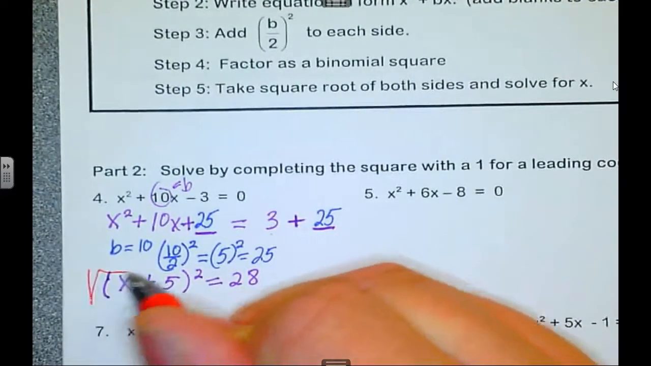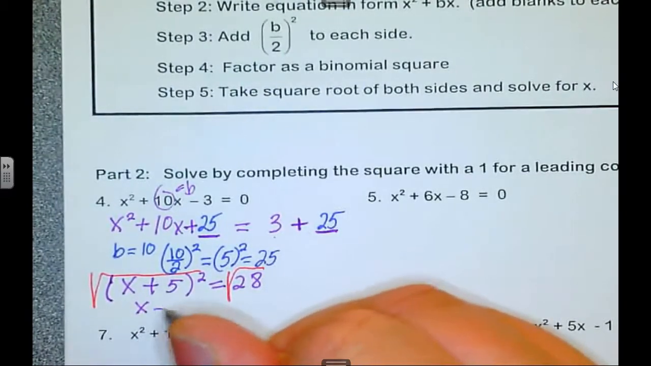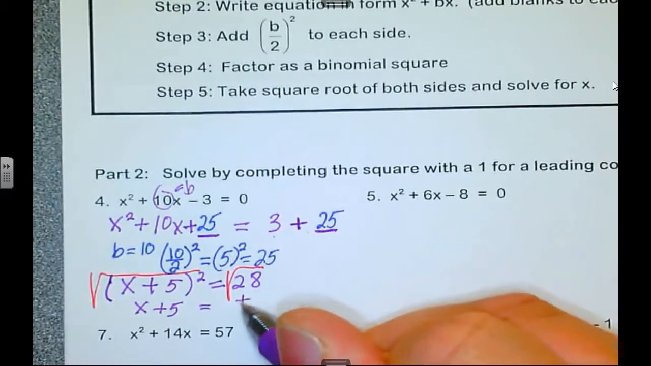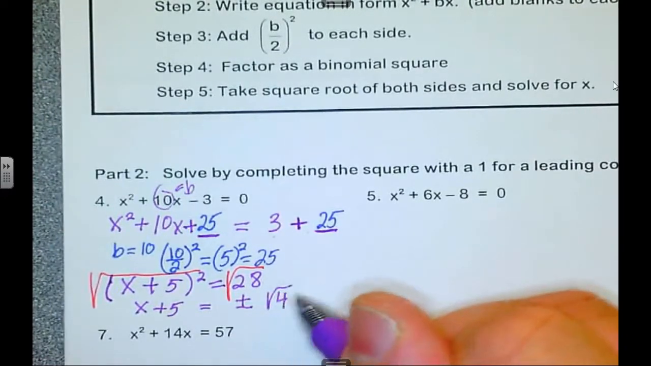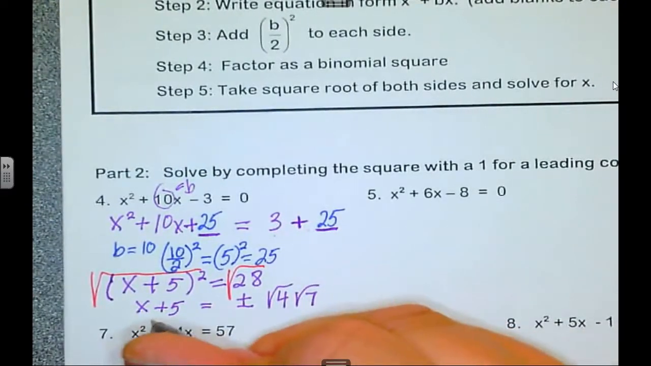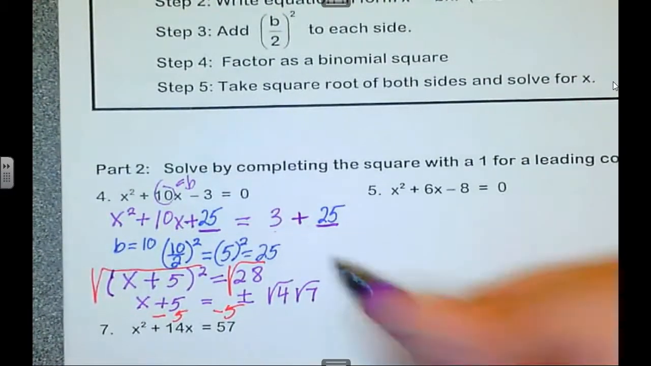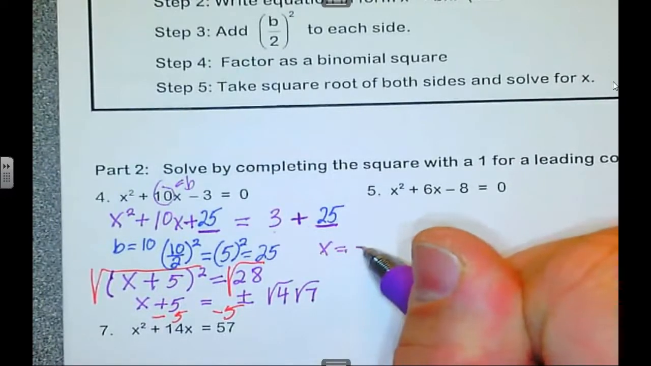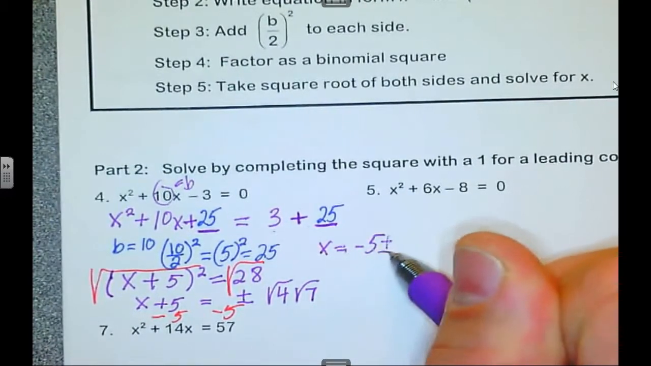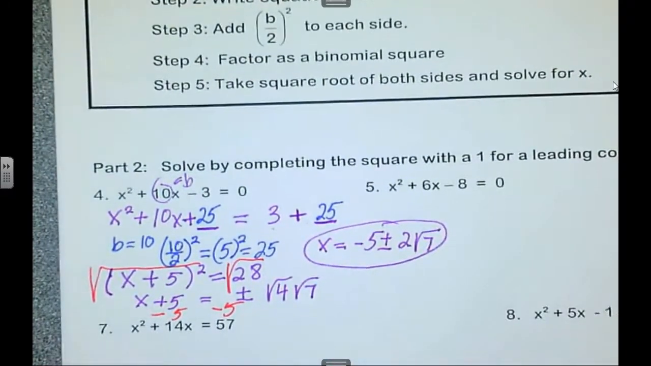Square both sides. I'm sorry, square root both sides. I get x plus 5 equals plus or minus, and I'm going to split this up into the square root of 4 times the square root of 7. And then I'm going to subtract 5 from each side. And my answer is x equals negative 5 plus or minus that. That's my answer. Aren't you glad you mastered that concept last night?